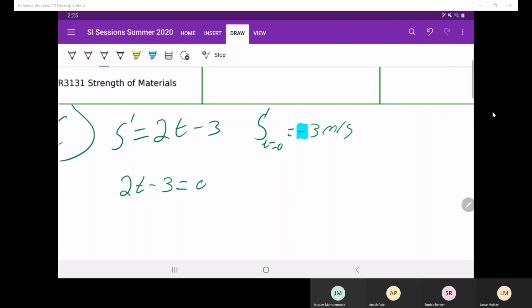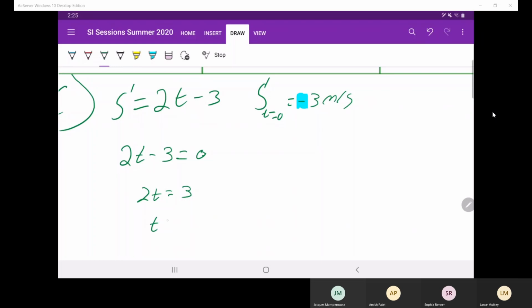Correct. And now we just solve for t. Equals 3/2 seconds. So this is when the velocity or the particle changes directions. Make sense? Everyone following along?